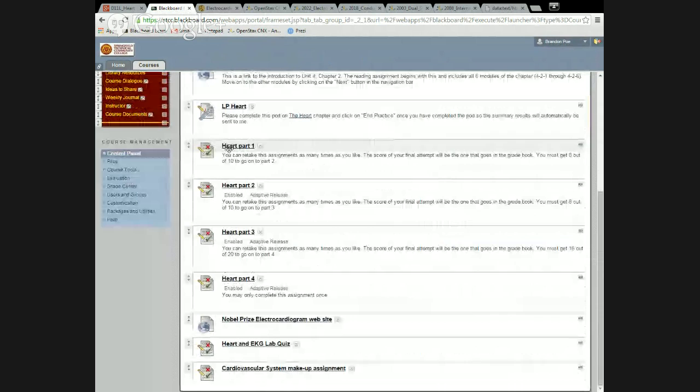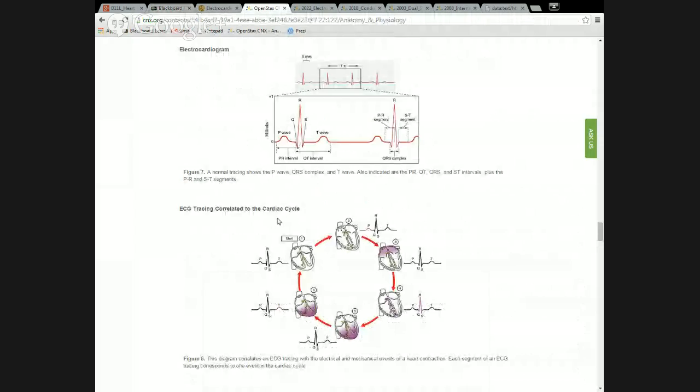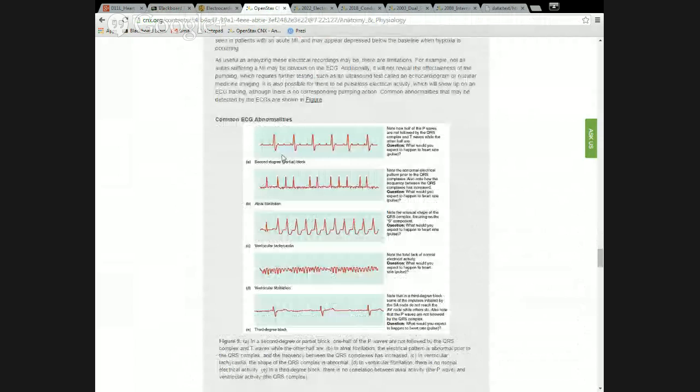So in this section that's been talking about electrical activity and EKG, there is this everyday connection section towards the bottom, which has an example of a few different types of EKGs. The first one is a different kind of blockage called second degree or partial block. And here what's happening is not every P wave is causing a QRS complex. So here we have a P wave and nothing happens. Then we have another P wave and a QRS complex and a T wave. Then another P wave, nothing happens.